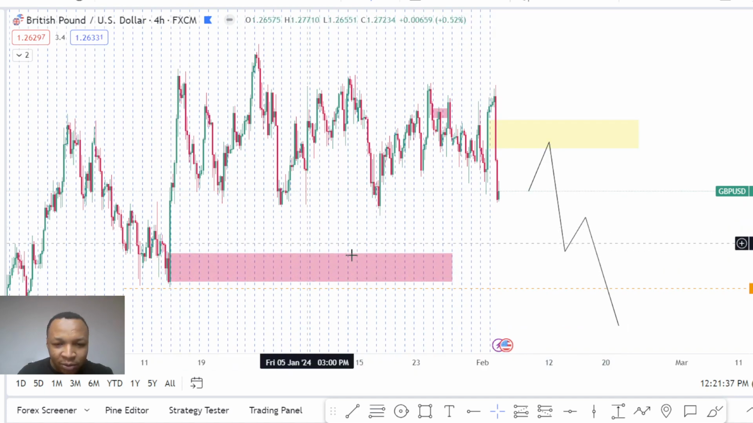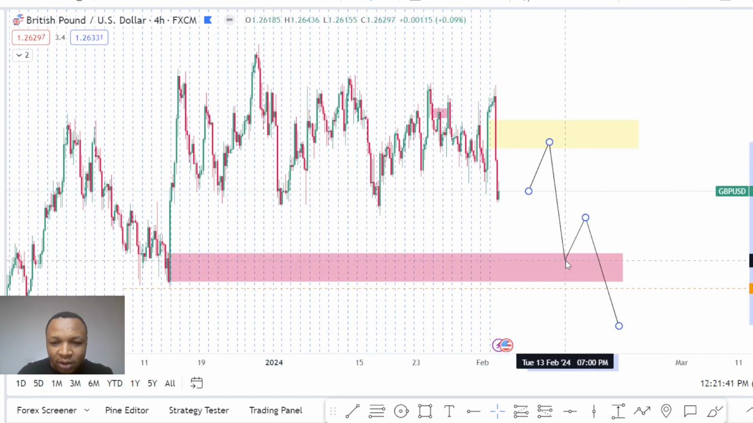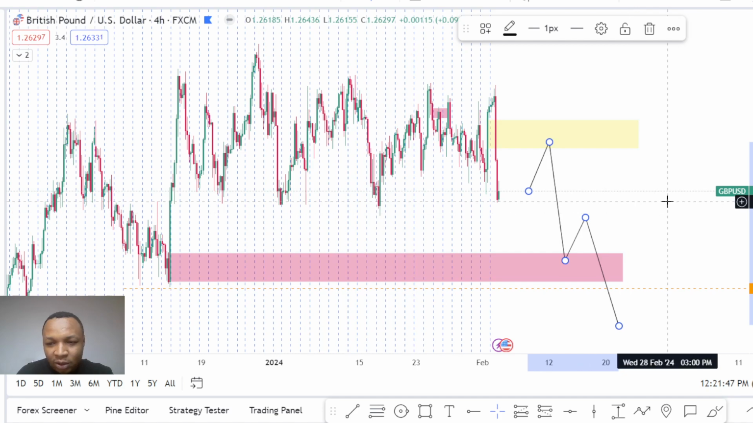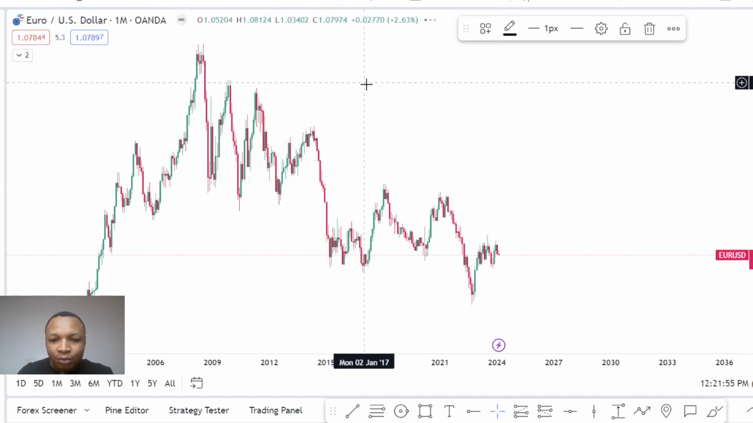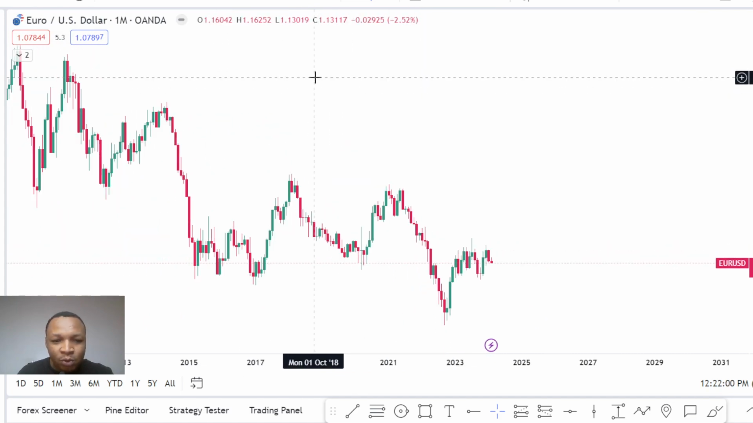This order block is my point of interest for GBP. All right, so this is the first target for GBP. I want to see it go into this order block, a retest, and continue selling further downwards. So that is for GBP.